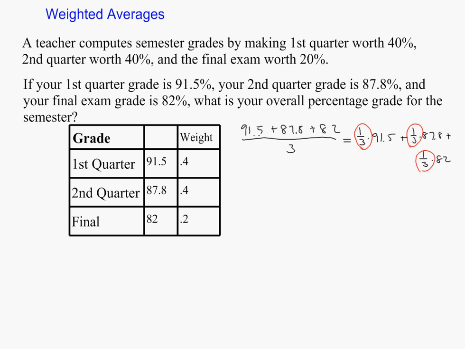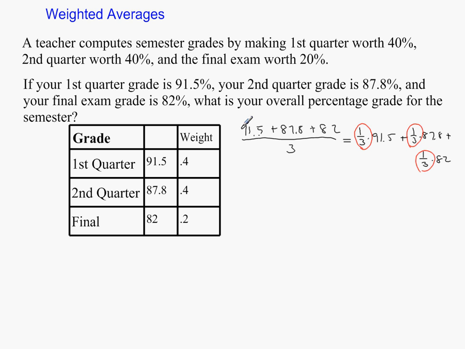And if I think about it this way, these 1/3 numbers are the weights that are applied to each of those 3 grades, right? 1/3 of the total grade comes from 91.5, and 1/3 of the total grade comes from 87.8, and 1/3 of the total grade comes from 82. So if I wanted to change what weights went with each of those grades, all I would have to do is change those numbers from 1/3 to the weights that I want.